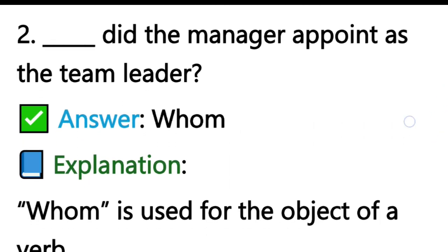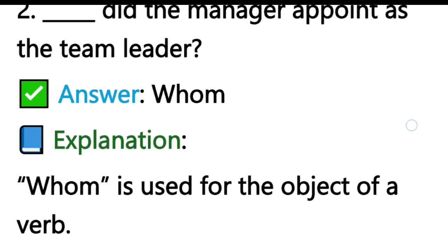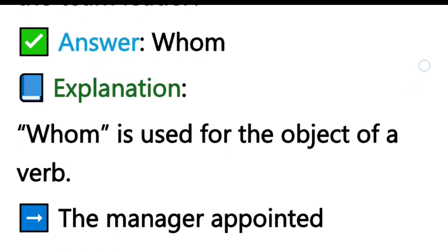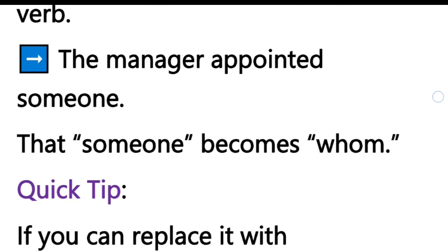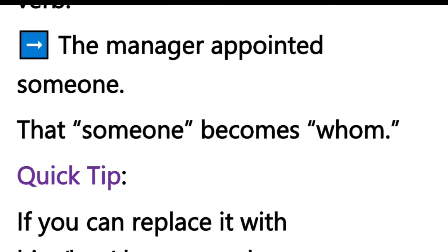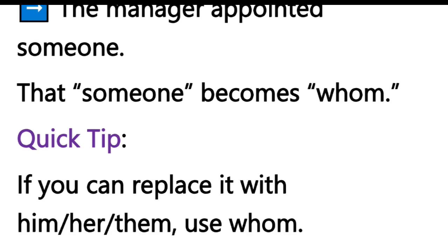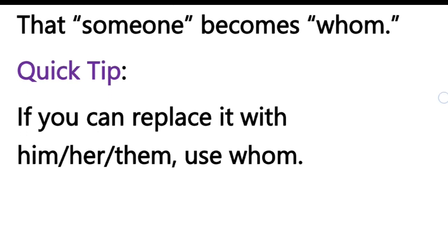Now question 2, dash did the manager appoint as the team leader? Answer will be whom, and it will become whom did the manager appoint as a team leader? So whichever person is appointed will be the one who's receiving the action. Whom is used as the object of a verb. The manager appointed someone, and that someone becomes whom. So using whom over here will be correct.